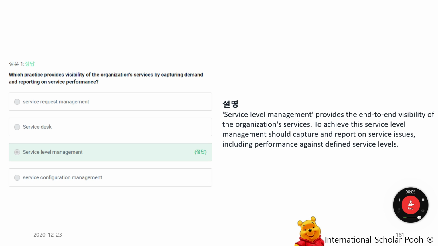Which practice provides visibility of the organization's service by capturing demand and reporting on service performances? Service level management. Service level management provides the end-to-end visibility of an organization's service. To achieve this, service level management should capture and report on the service issues, including performance against the defined service levels.